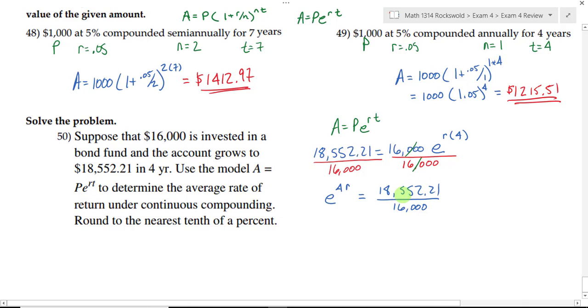I only want to use my calculator one time to get my final answer when I have R by itself. The variable R is in the exponent. How do we get that variable out of the exponent? What do we do to both sides of the equation? We take the natural log of both sides of the equation. So that gives us the natural log of E raised to the 4R equals the natural log of 18,552.21 divided by 16,000. Ln and E are inverses of each other, so that's going to cancel out, giving me 4R equals the natural log of this argument.